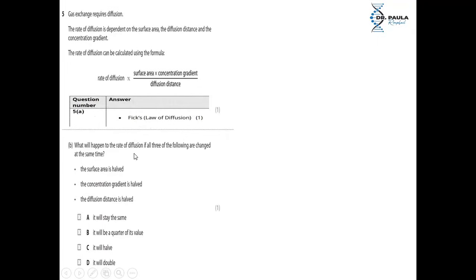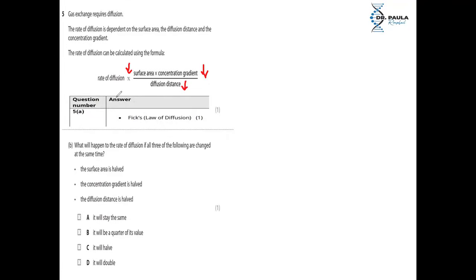Remember? Then part B. What will happen to the rate of diffusion if all 3 of the following are changed? Surface area increased or decreased? Decreased by half. Concentration gradient decreased by half. Diffusion distance decreased by half. So the magnitude is the same. All of them decreased by half.